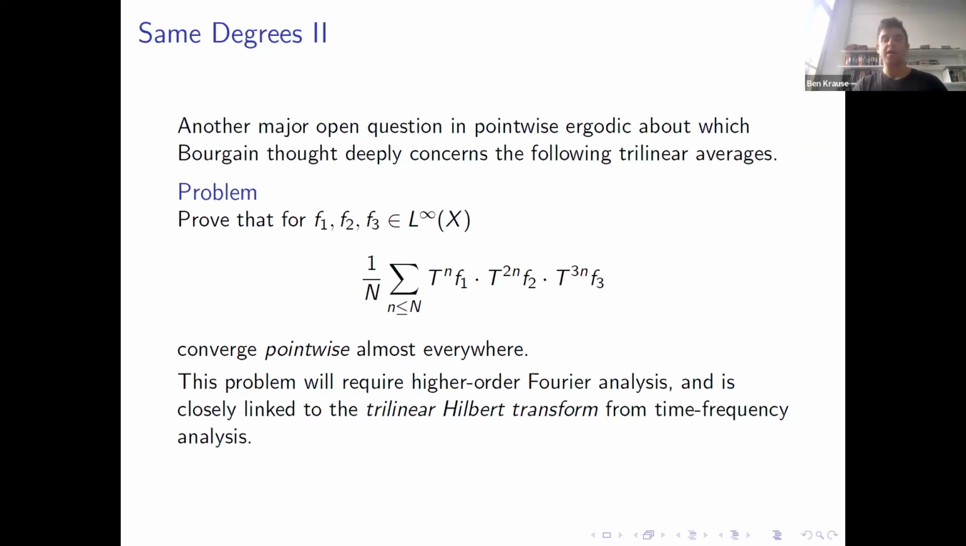The other major open problem, which I think is even more compelling maybe, concerns pointwise convergence of the trilinear averages, T^n f1, T^{2n} f2, T^{3n} f3, whenever f1, f2 and f3 are bounded. And this problem will require not just Fourier analysis, there'll need to be some higher order Fourier analysis. This family of averages admits a very wide class of symmetries, which makes studying these averages very, very challenging. In particular, pointwise convergence of these averages will go a long way to proving pointwise convergence of the trilinear Hilbert transform, which is the major open problem of the field. So I think pointwise convergence of these averages is a long-term problem, but it's on the radar now.